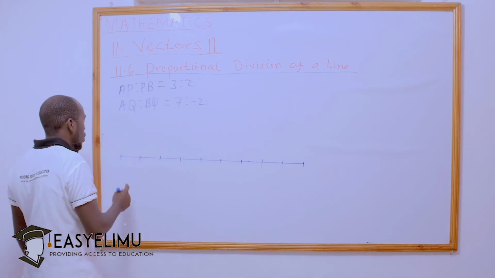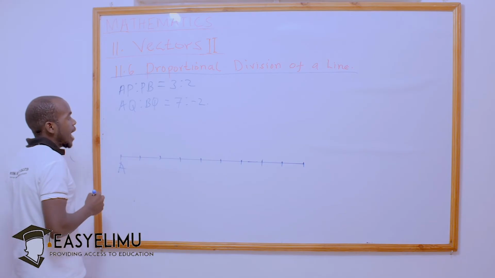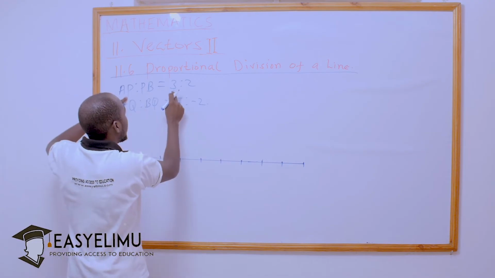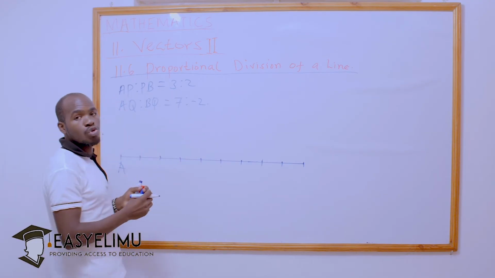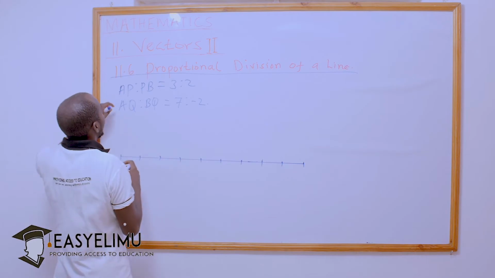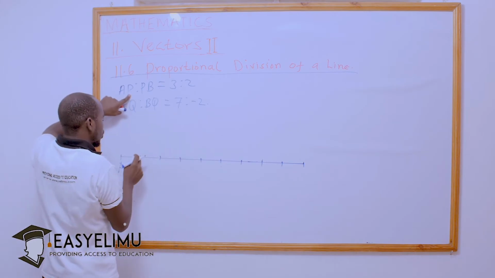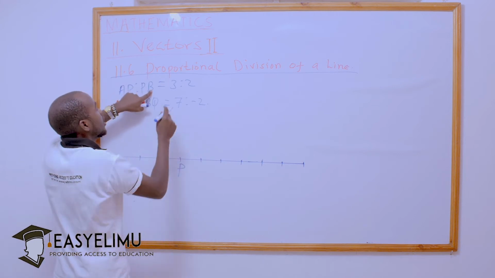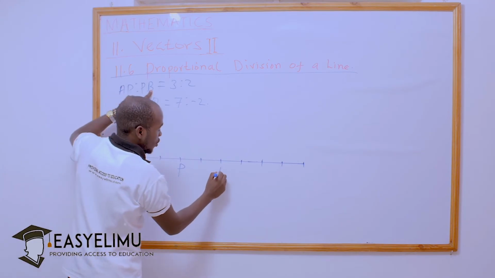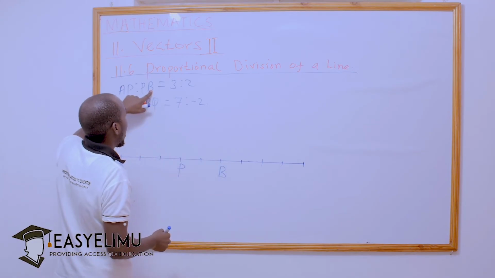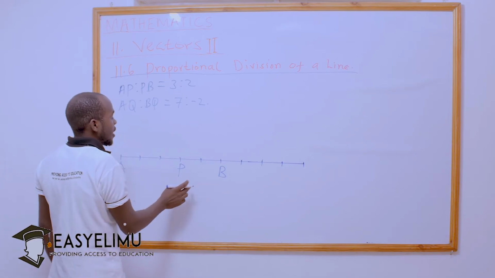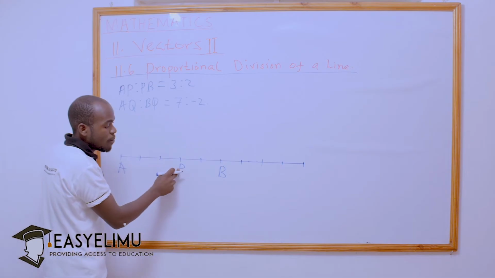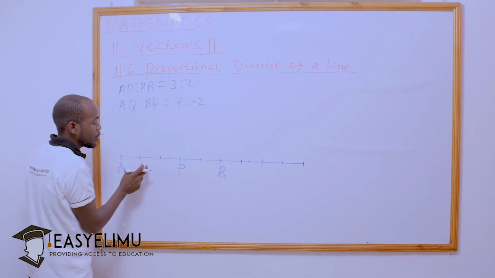I have drawn a line here, and with this line we are going to sketch what we have. We shall start with our A here, and A to P is 3 divisions. The line is divided into equal intervals, so you count 3 divisions and find your P, and P to B is 2 divisions. That is what we shall have. So you will find that point P divides line AB in the ratio 3 to 2.